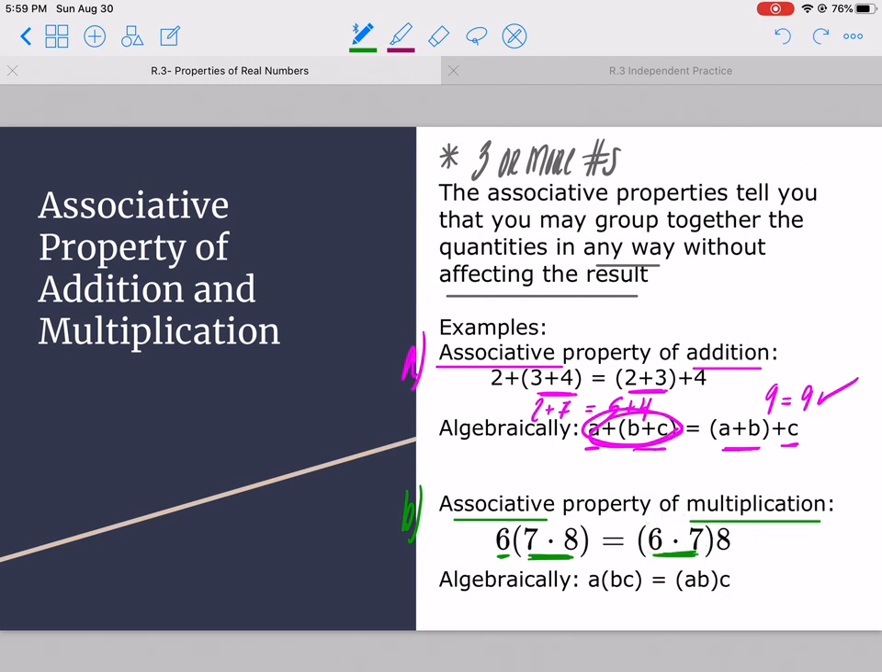Or same thing here algebraically. So remember, when we write two variables next to each other like that, that means we're multiplying them. And when you write it outside of parentheses, that means you're multiplying. So this is just grouping them differently, okay? But same result in the very end.